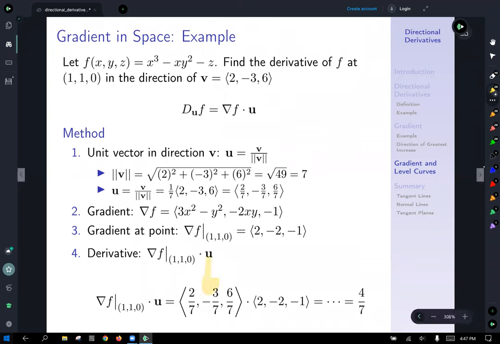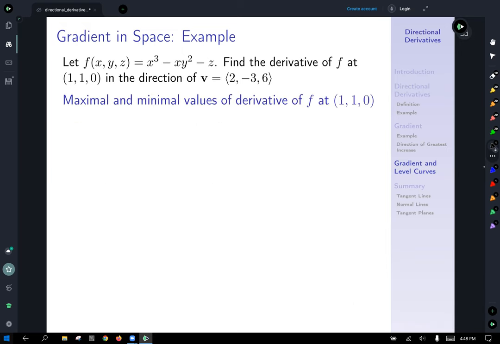And when I wrote this, I accidentally switched the order of these. So it's worth noting that this is our unit vector and that is the gradient, but we know we can switch the order of the dot product safely and get the same result. So we see that our derivative is 4/7 in the direction of (2, -3, 6) at the point (1, 1, 0).